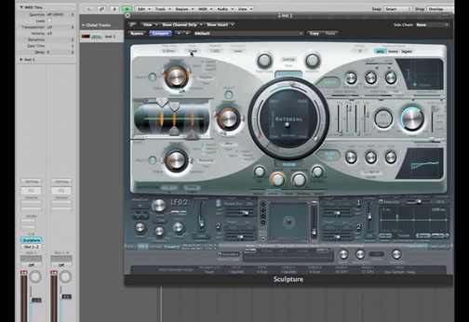Fine-tuning in cents is achievable in either direction. Remember, a cent is 1% of a semitone. And I can also select the glide time for portamento effects, up to a maximum of 5 seconds. So the glide time will be beneficial, particularly if I'm working in mono or legato modes.